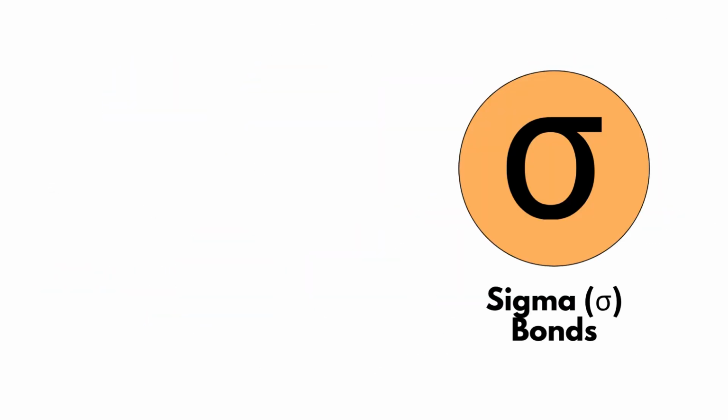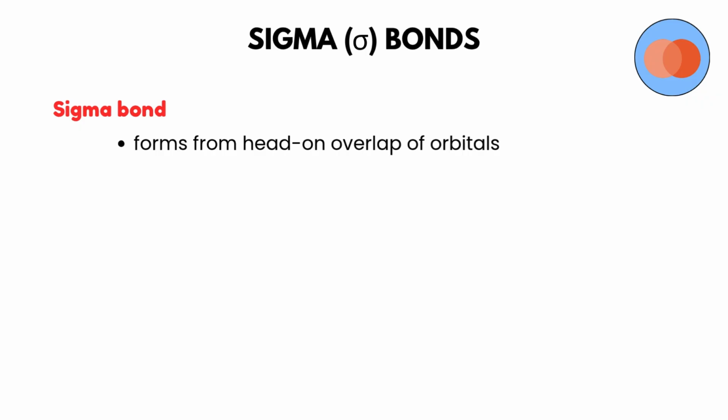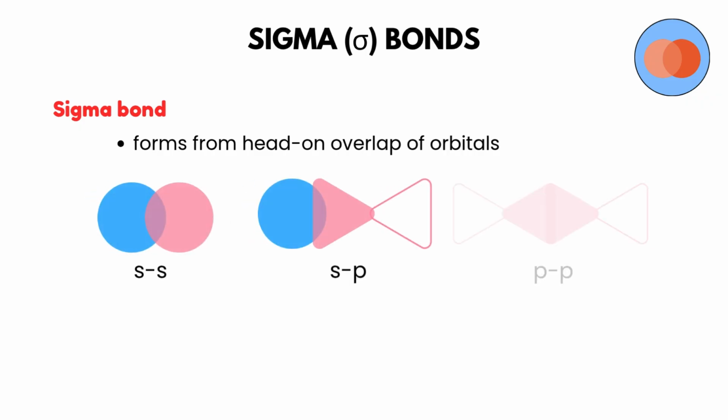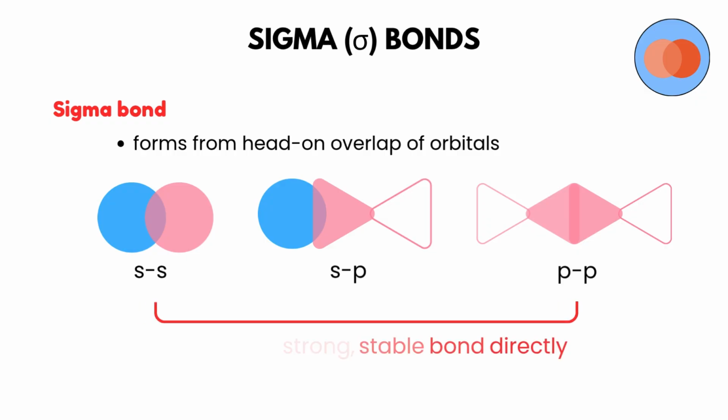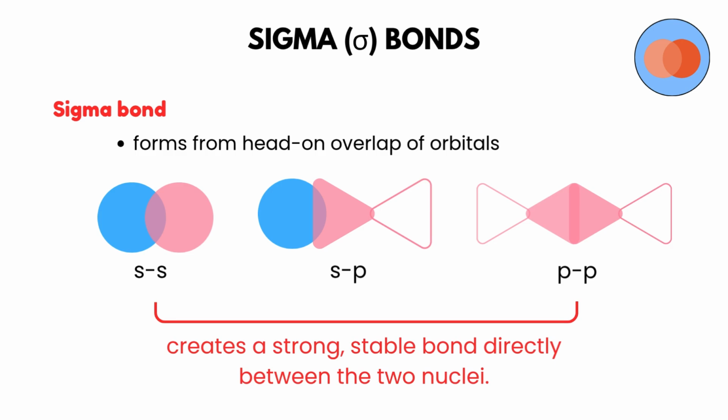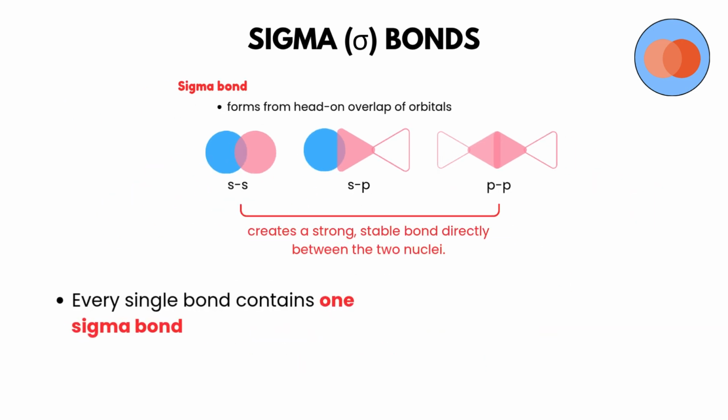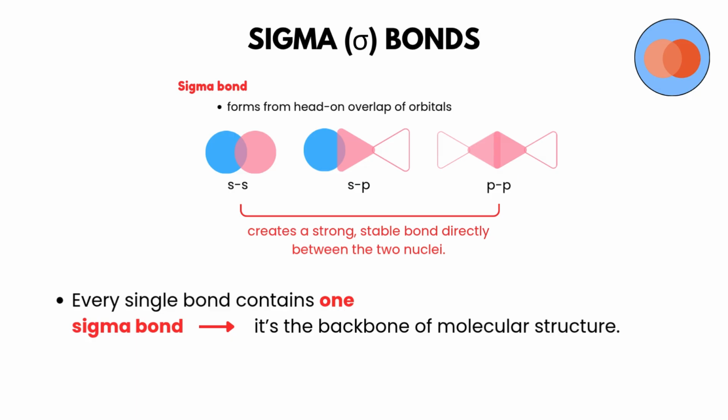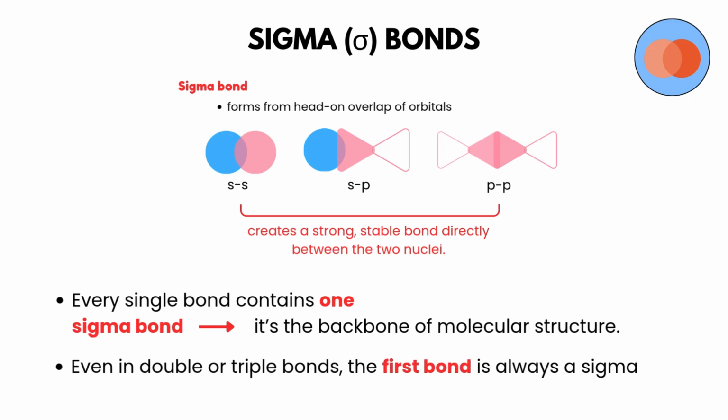Sigma bonds. A sigma bond forms from head-on overlap of orbitals, usually S to S, S to P, or P to P along the bond axis. This type of overlap creates a strong, stable bond directly between the two nuclei. Every single bond contains one sigma bond. It's the backbone of molecular structure. Even in double or triple bonds, the first bond is always a sigma.